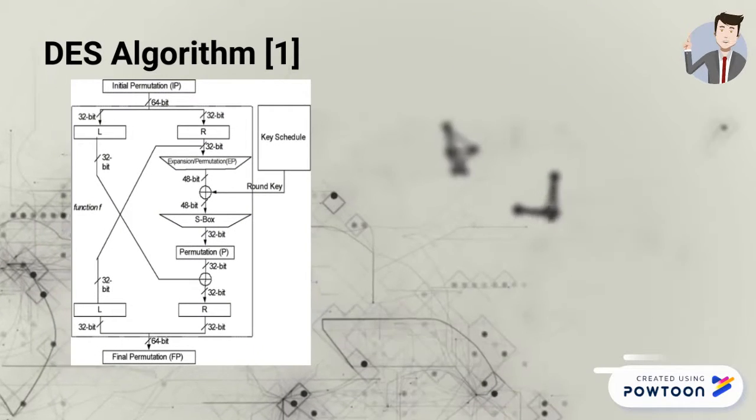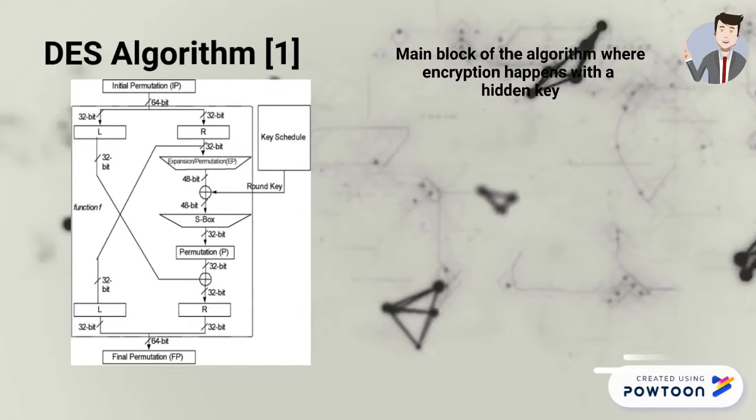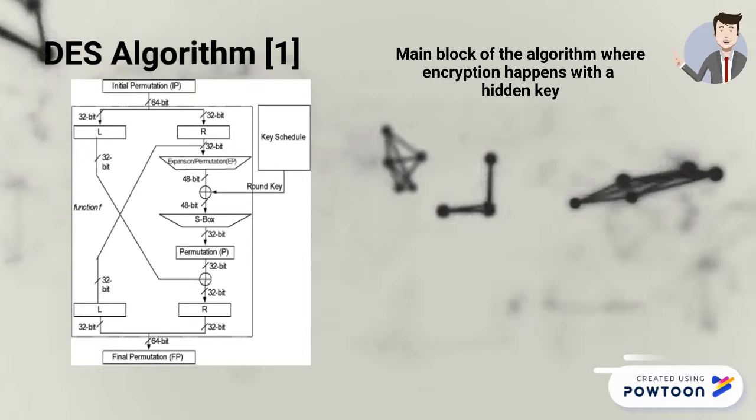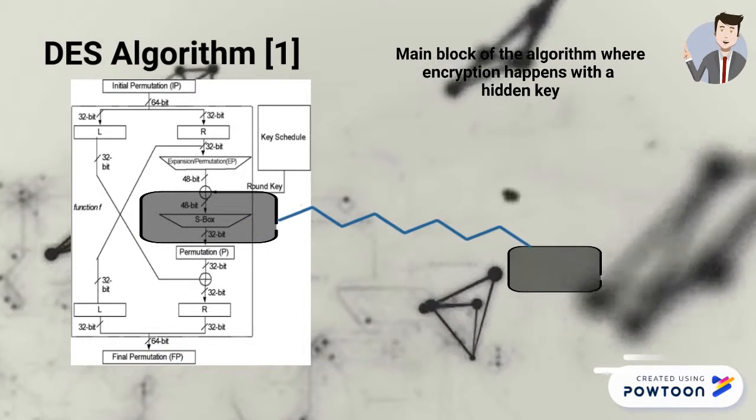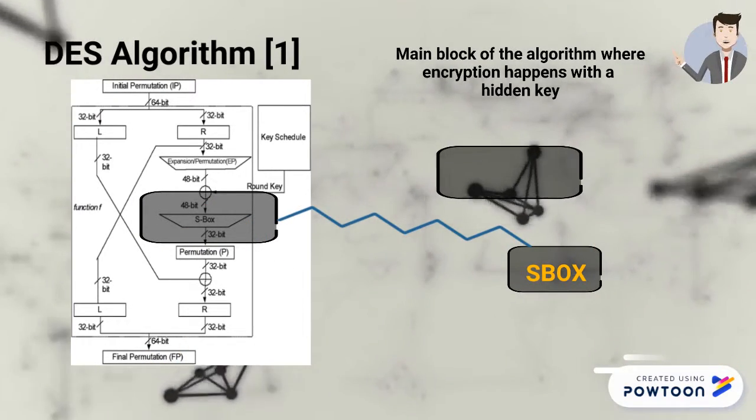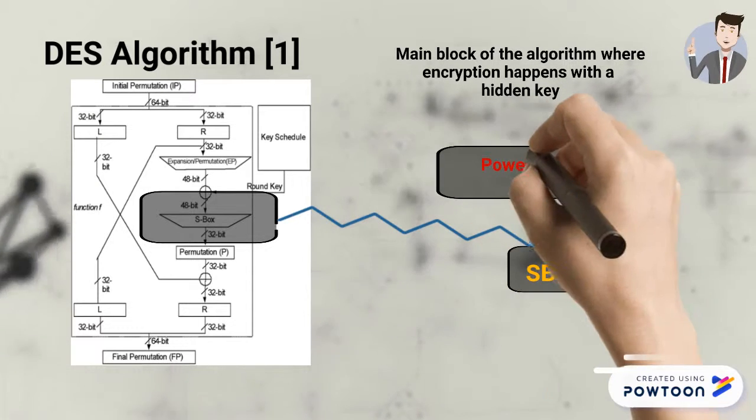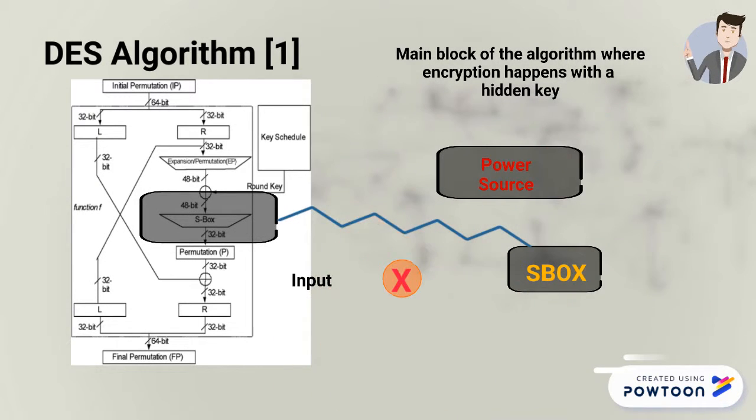So, in the DES algorithm, the main block where encryption happens with a hidden key is the S box. The S box is a substitution box which introduces nonlinearity in the system. The input and key are XORed and given to the S box to find out the output.